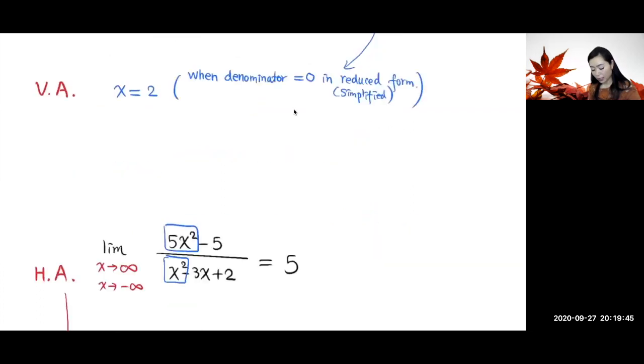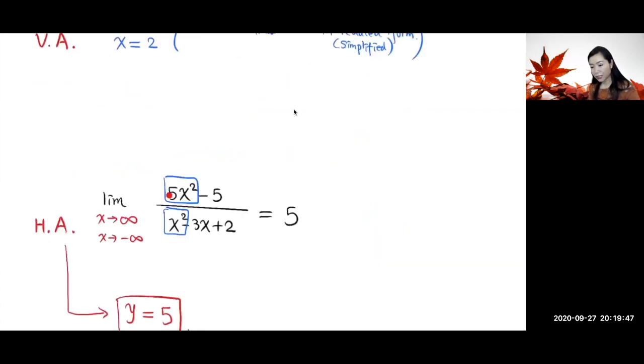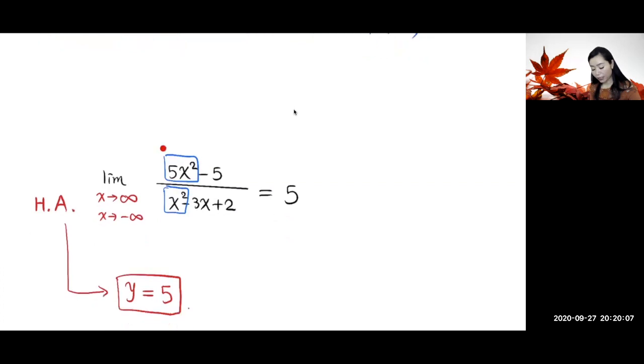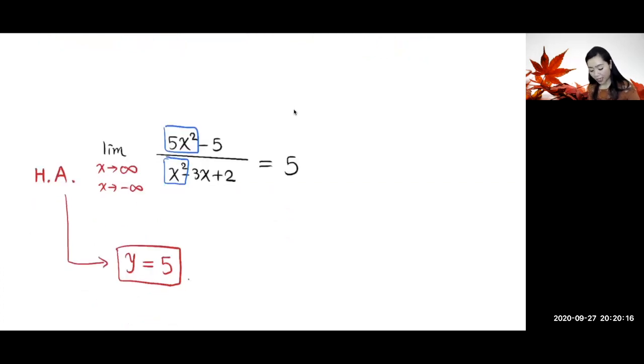Now, for the horizontal asymptote, we will look at the dominating term over here. When x goes to infinity or negative infinity, this is going to dominate. And 5x squared over x squared is going to be 5. So the limit of this is equal to 5. So the y value is approaching 5 when x goes to infinity or negative infinity. So y equals 5 is one horizontal asymptote.